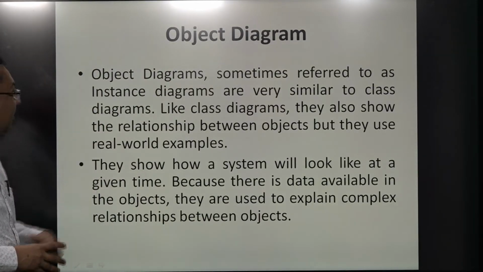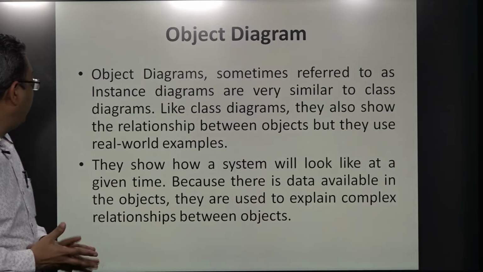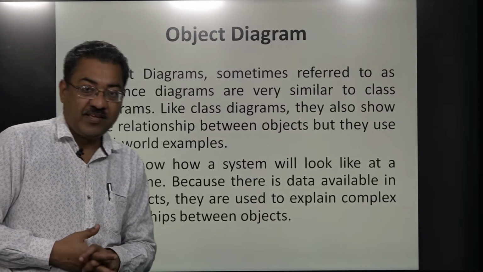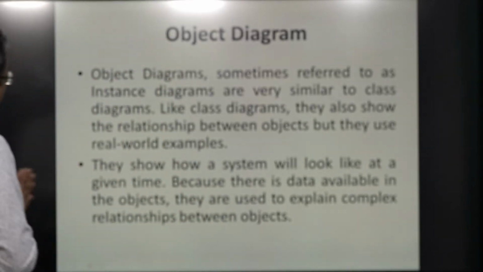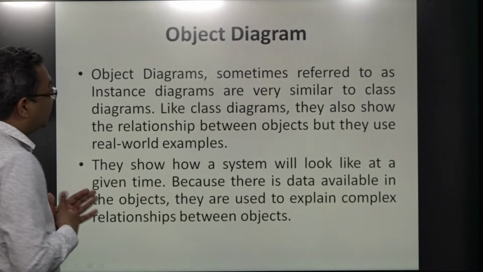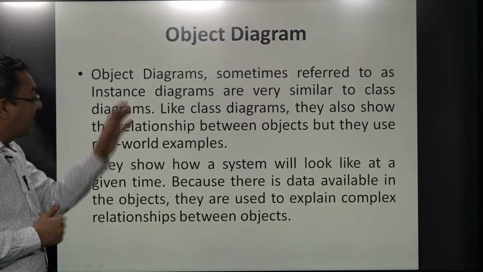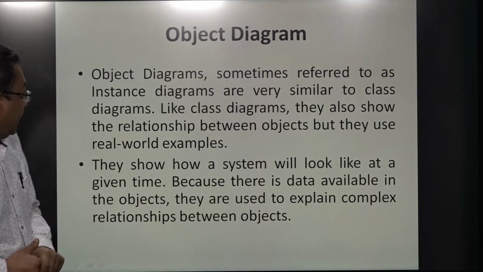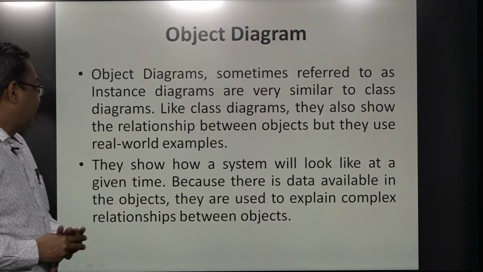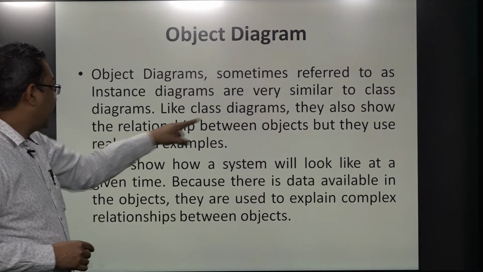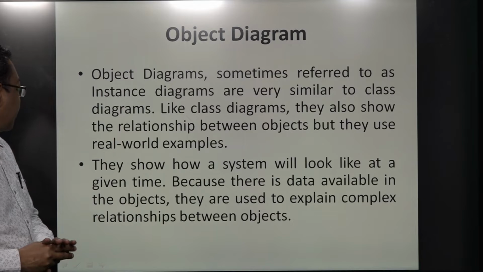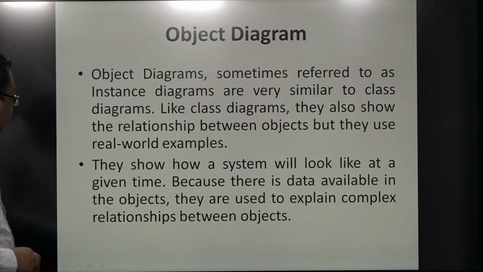So if I go for the definition, object diagram is sometimes referred to as instance diagram, right? तो कई बार अगर हम इसको लिए हम इंस्टांस डायग्राम, क्योंकि ऑब्जेक्ट आर द इंस्टांसेस ऑफ अ क्लास, राइट? तो हम इंस्टांस डायग्राम भी वर्ड यूज करते हैं, ठीक है? दे आर सिमिलर टू क्लास डायग्राम, ठीक है? लेकिन उसमें क्या है? They also show the relationship between objects, but they use real world examples.